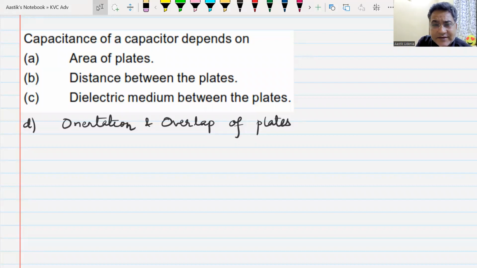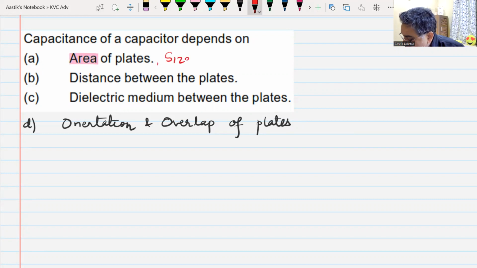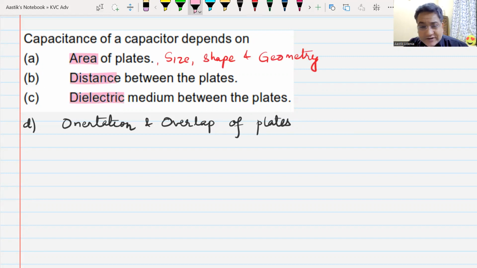And what all factors does the capacitance of this capacitor depend on? Well, it depends on the area, or instead of writing this as area, you can write it as size, shape, and geometry of plates. It depends on the distance between the plates. It depends on the dielectric constant or dielectric medium which is in between the plates. It depends on how the plates are overlapped, how they are oriented, and all those things. One plate is like this, where is the other plate? What is the orientation? Do you understand this? Yes, sir. So these are the factors on which the capacitance of a capacitor will depend.